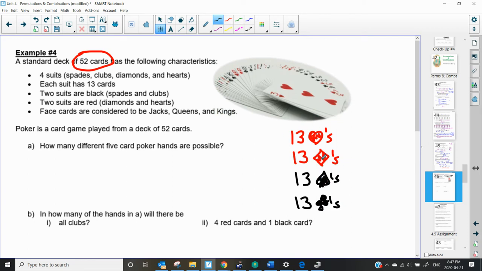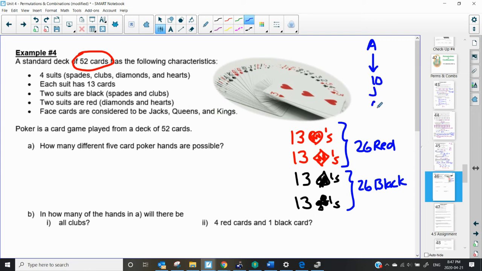All right, now I purposely divided these into different colors because each suit has 13 cards, but we have half of a deck being red and half of a deck being black. That means that we have 26 red cards and we have 26 black cards. Now in each suit, our cards go from ace to 10 and then jack, queen, king. The jack, queen, king are called our face cards. And so face cards are considered to be jacks, queens, and kings. We have 4 jacks, we have 4 queens, and we have 4 kings. So in a deck of cards, that means we have 12 face cards.